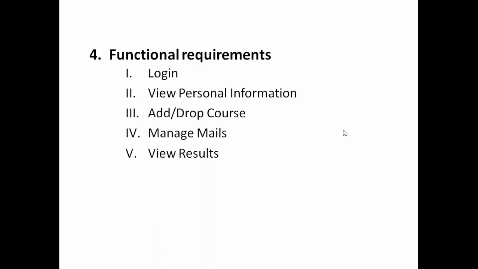Fifth functional requirement is view result. Student will be evaluated by forms of exams. Student will give exams of courses selected for a particular semester. Student will receive results given by faculties. At the semester end, student will be given grades. CPI, Cumulative Performance Index, will be calculated based on SPI. SPI is the Semester Performance Index. SPI is the average of grade points earned for each course for a semester.